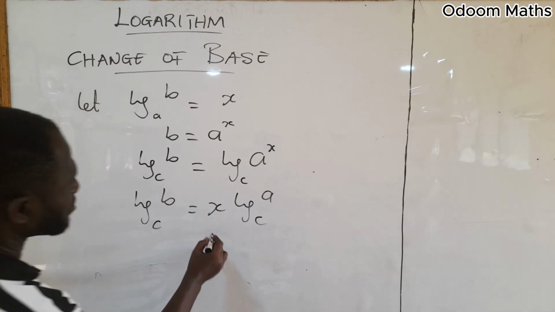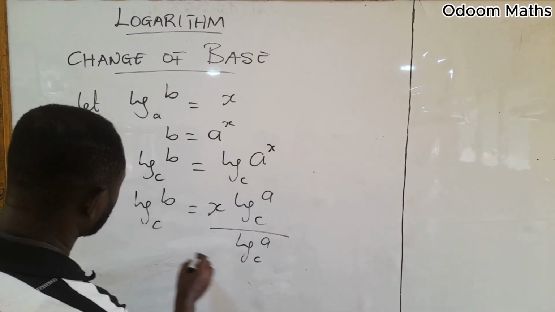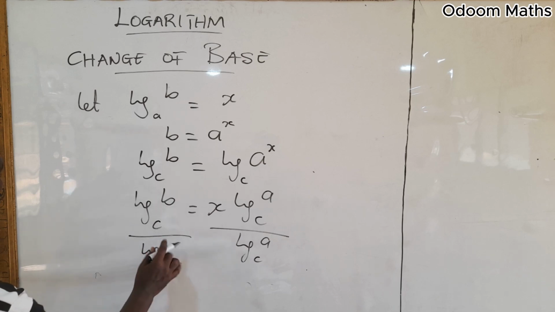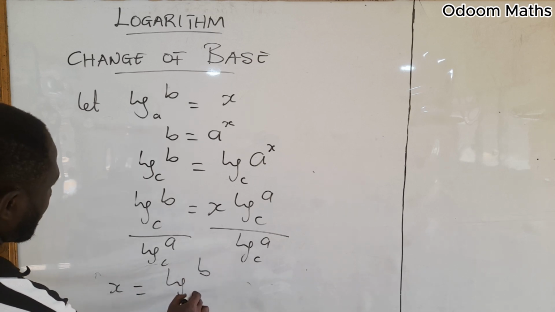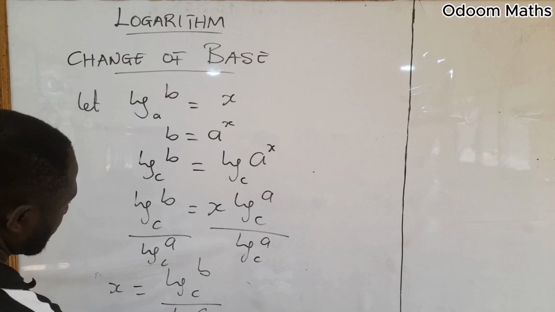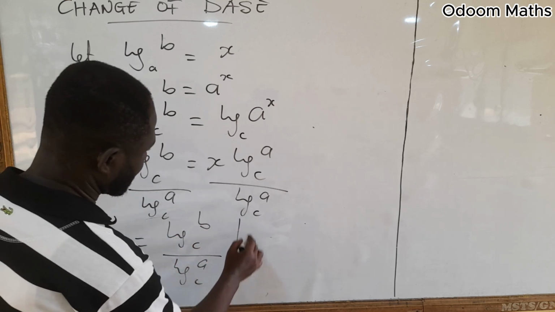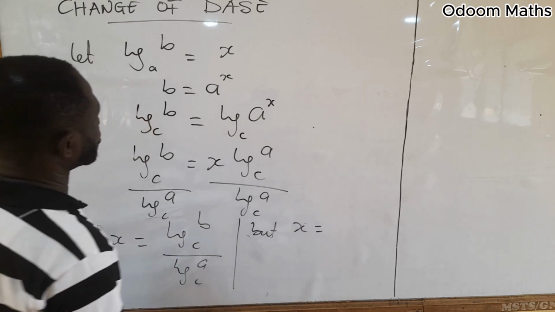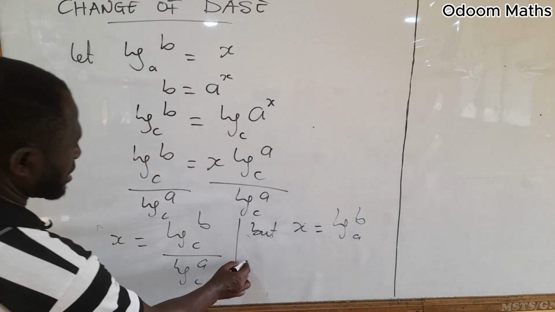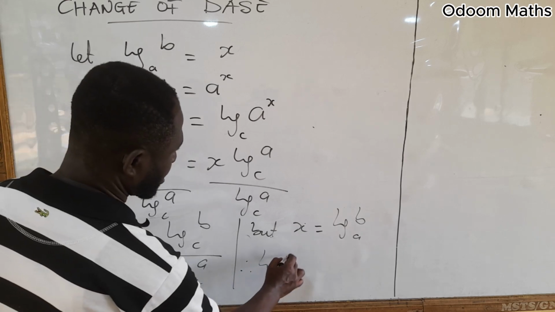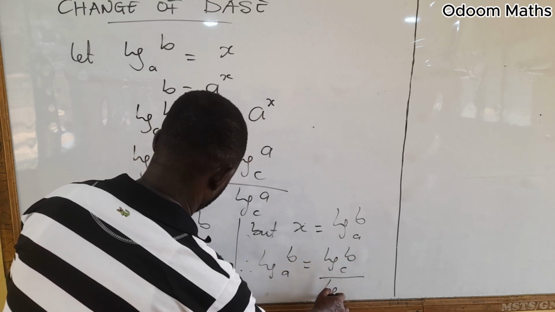Okay, so here, we are solving for x, so we need to divide both sides by log A base C. So x becomes log B base C over log A base C. But x is equal to, the top one, log B base A. So therefore we can say that log B base A is equal to log B base C over log A base C.